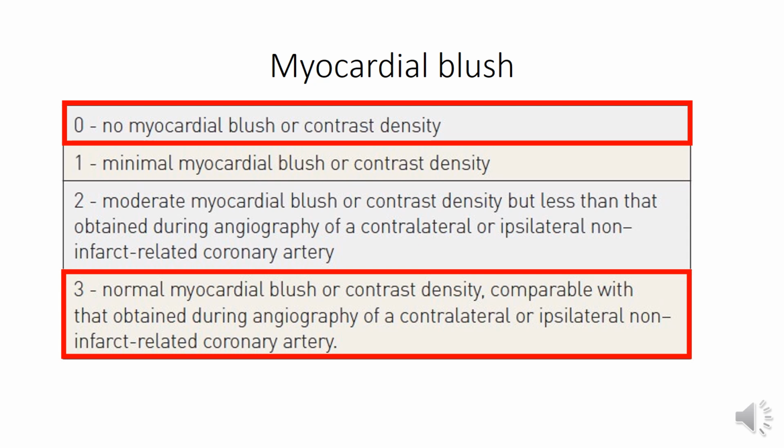Grading system. Grade 0, there is no blush at all. Grade 1, there is a minimal blush. Grade 2, there is a moderate blush, but if we have a left system picture and we are assessing the blush in the LAD in comparison with LCX, if they are similar, it is grade 3. If it is a little bit less in the LAD territory, for example, than the LCX in comparison, we give it grade 2.